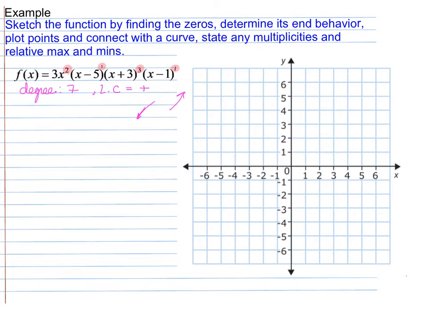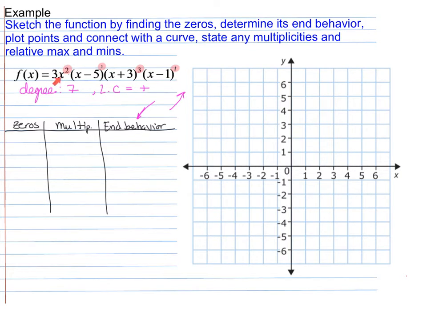So what I like to do is make a little chart to put my thoughts down and know what's going on. I identify all my zeros, my multiplicities, and my end behaviors for that specific zero. So again, we find our zeros by making each binomial or monomial equal to 0, using the zero product property.